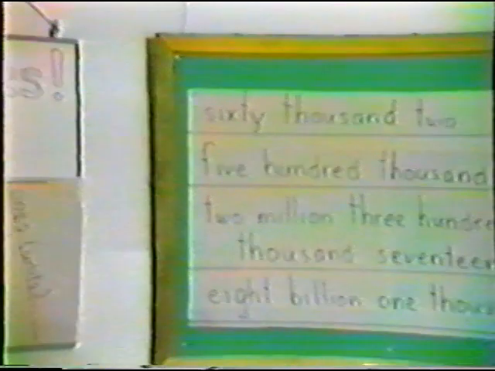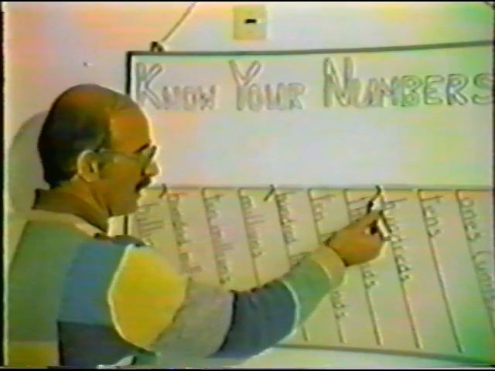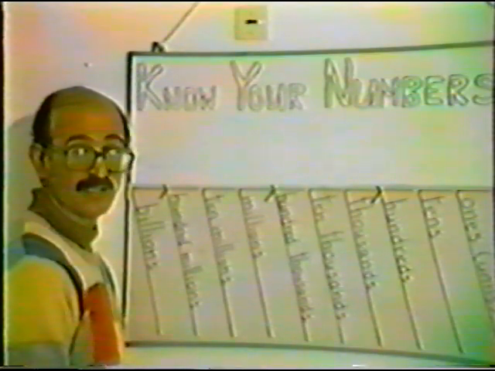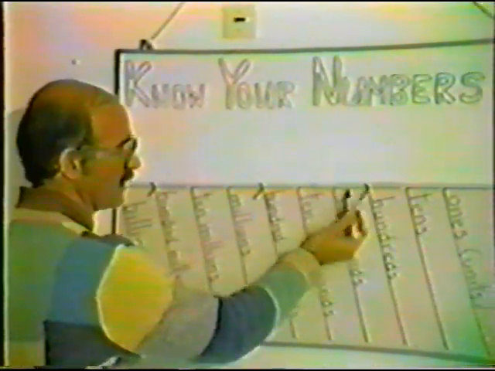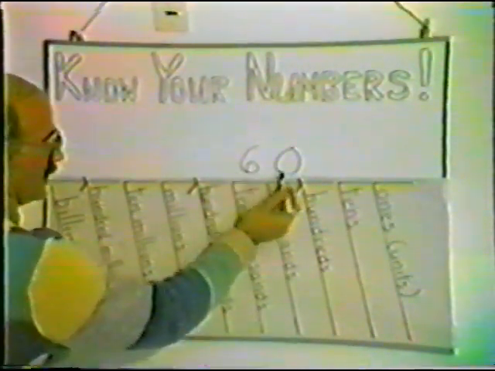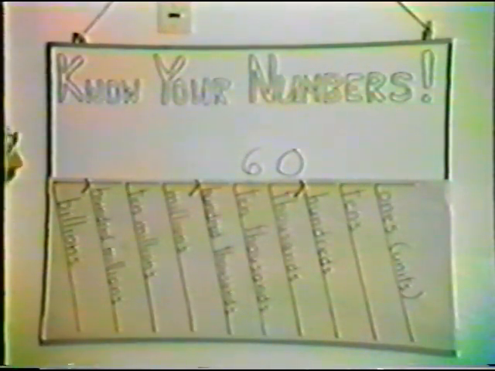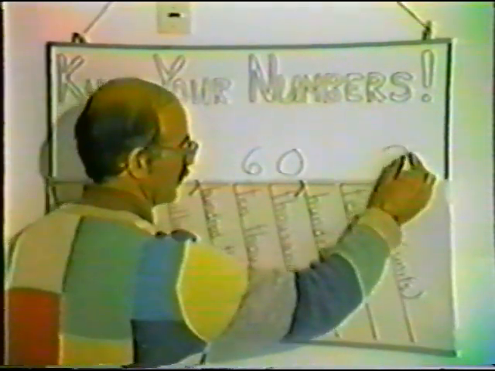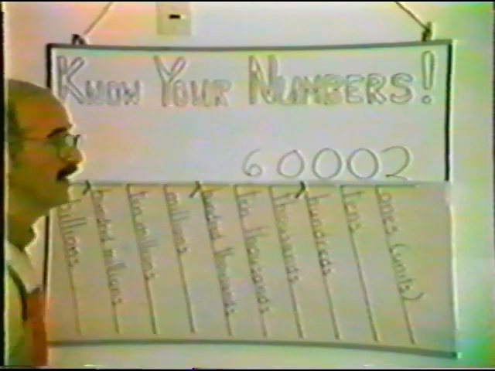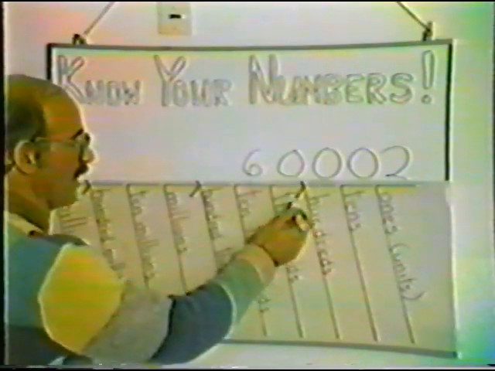60,002. The number I have to put in front of the 1,000 comma is 60, and I have to use 2 places to do it. 60,000. And the rest of the number is just 2. We have to fill these 2 places with a 0. 60,002.